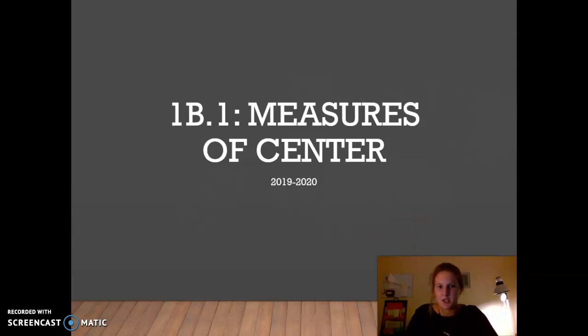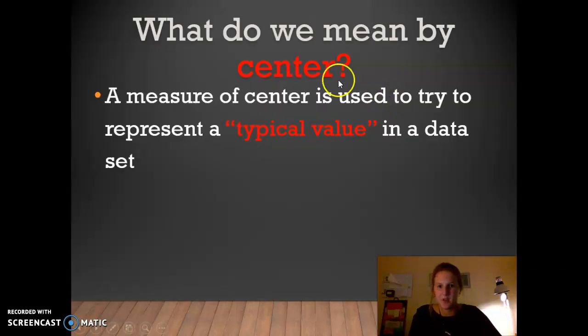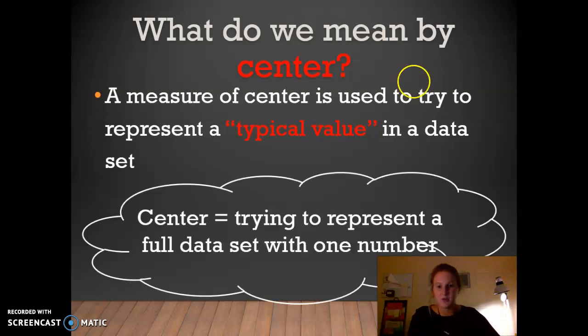Measures of center. So again, just measures of center. So what do we mean when we say a measure of center? It's used to represent a typical value in a data set. So if I look at a data set of 50 numbers and I want to categorize the data set, they're mostly around a certain number. That would be a measure of center. So I'm trying to represent a data set, like maybe a ton of numbers, with one typical value.